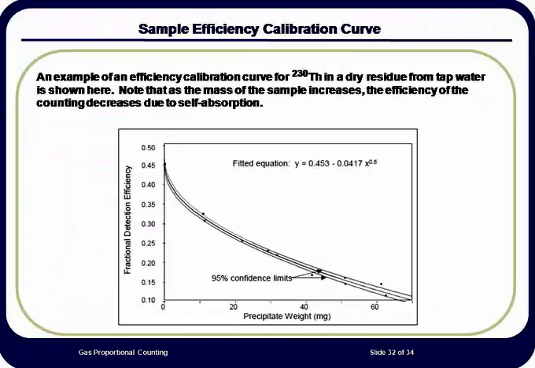The figure on this slide shows an efficiency curve for a gas proportional counting detector using thorium-230 as the source. It is easy to see how rapidly the alpha efficiency decreases as mass increases. It is important to recognize that this type of curve cannot be extrapolated. That is, if sample mass exceeds the high mass end of your calibration curve, you would need to extend the calibration curve to accommodate that sample.